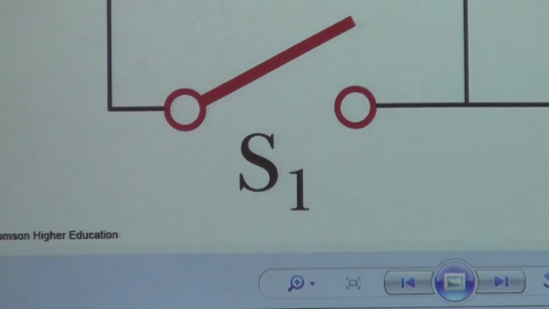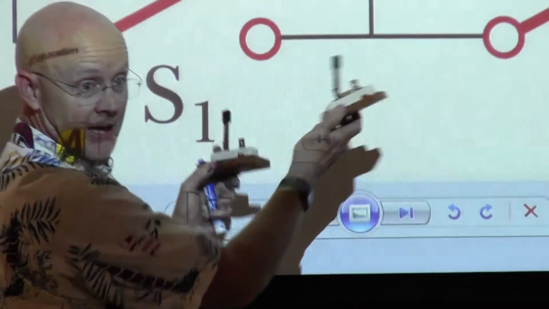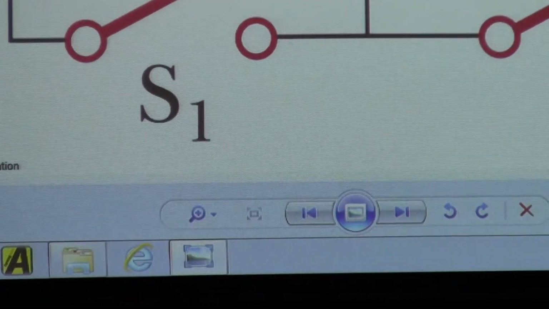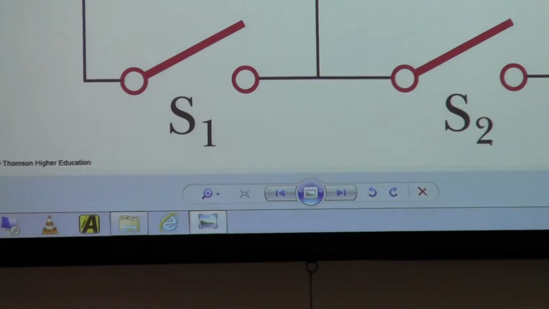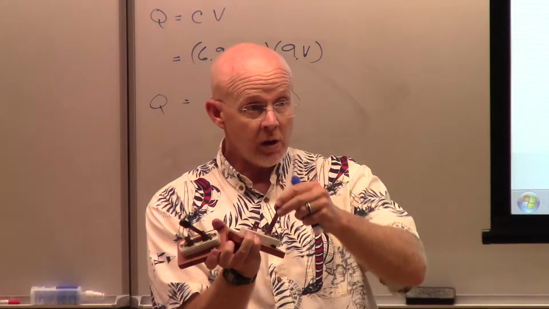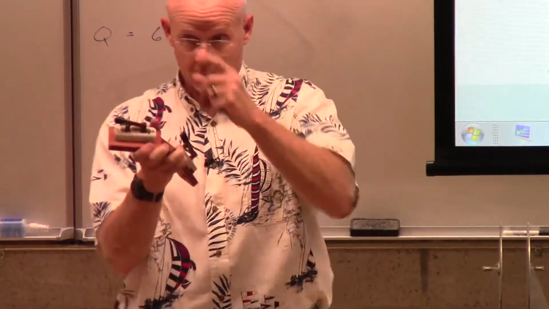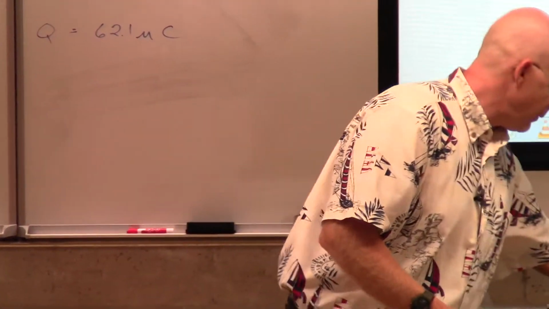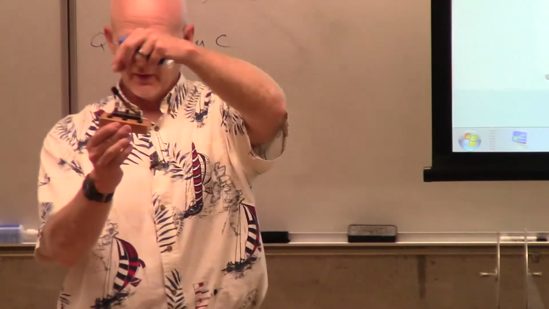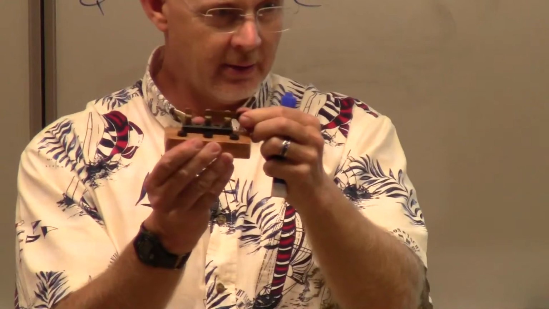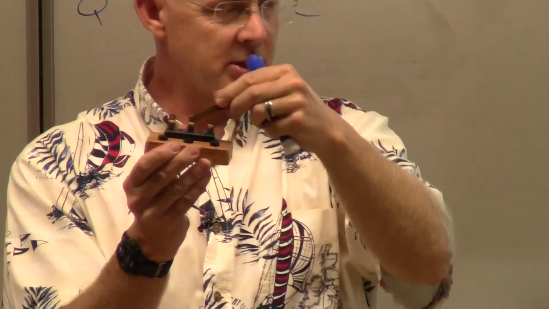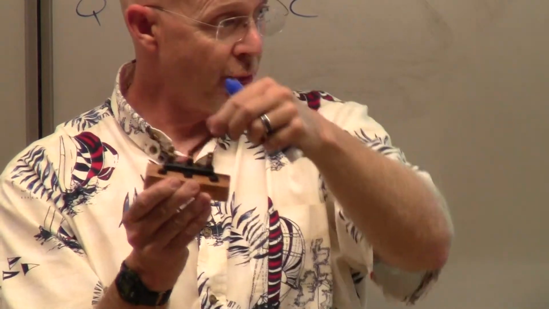So in this case, we have two. Okay? Kind of a simple switch. I'll point out, because we'll see other switches as we go along, these are what we call a single pole, single throw. Because if I contrast that with this one, this is a single pole, but it can throw in two ways. So it's a single pole, double throw.